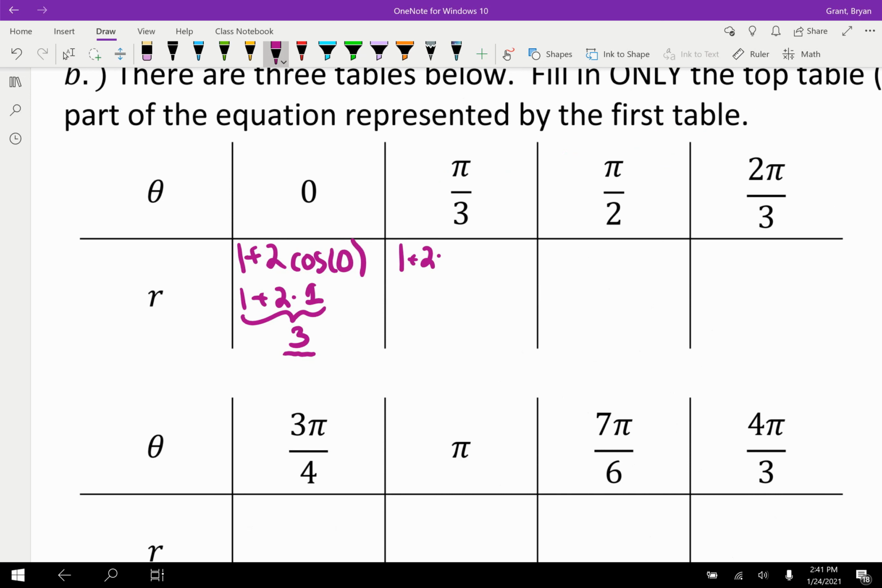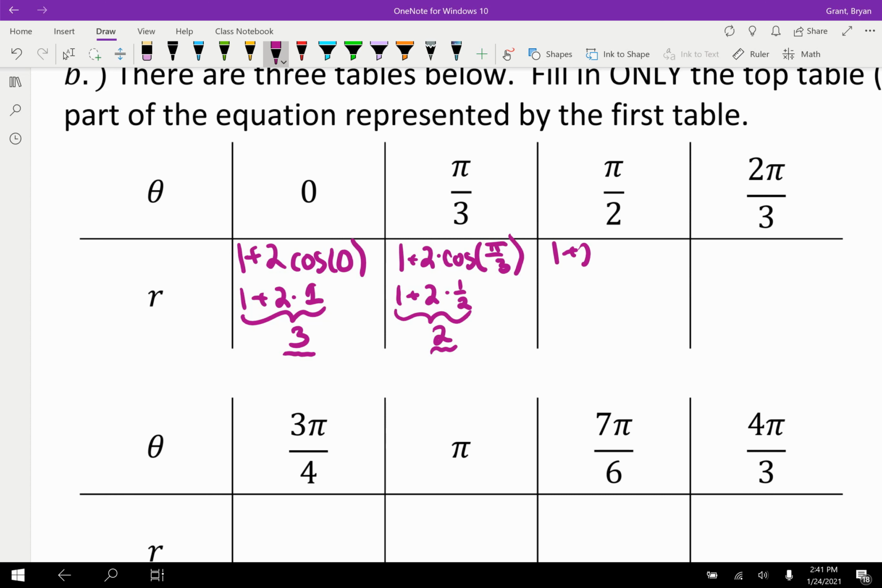Notice that I picked pi over 3 instead of pi over 6 here. Why would I have done that? Because pi over 3, when you apply cosine to it, becomes 1/2, as opposed to pi over 6, when you do cosine, is root 3 over 2. And I didn't want to introduce any square roots, so we could avoid using a calculator for a while. By the way, you will need a calculator at some point. So half of 2 is 1. 1 plus 1 is 2.